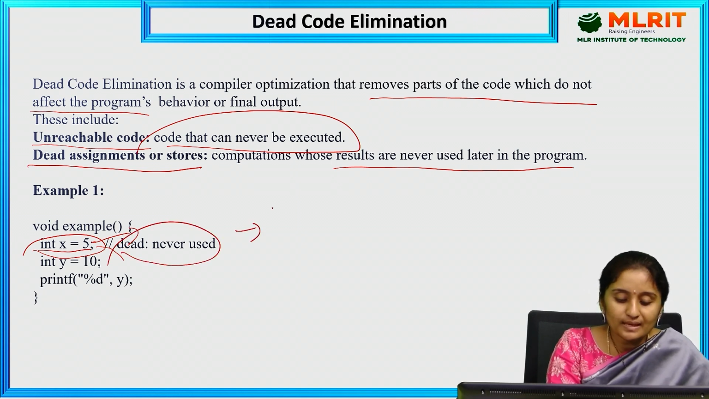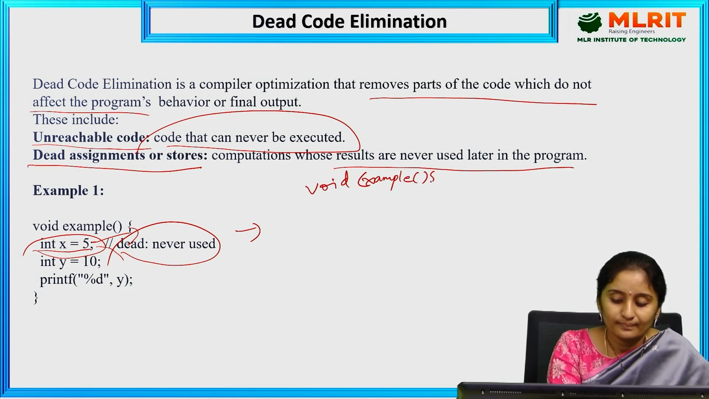See here, from this example, what I will be getting after eliminating the dead code is void example, int y equal to 10.